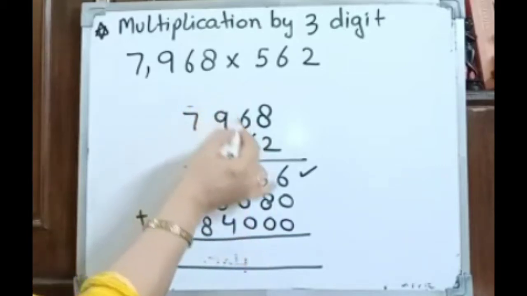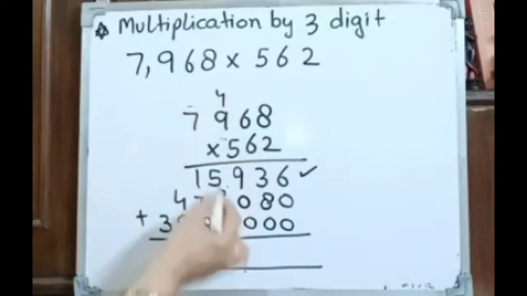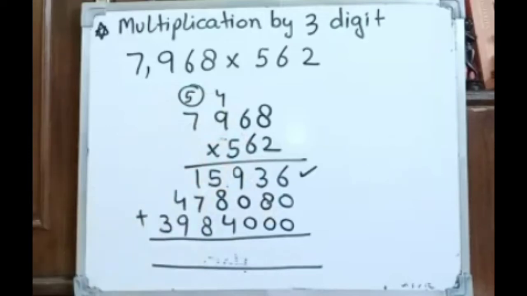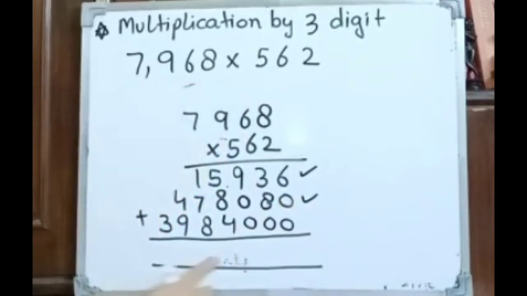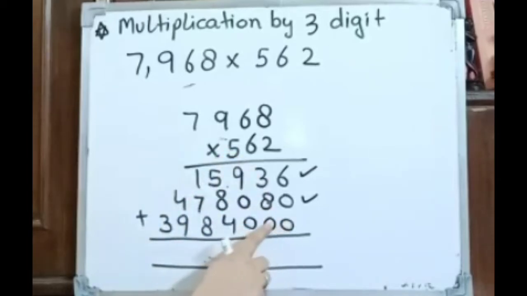So here carry over 4. 6 9s are 54 and 4, 58. We have here 5. So 6 7s are 42 and 5, 47. It means that this is right. Now you take the number in the tens place. In the tens place we have 5, and the hundreds place, so we have to put 2 zeros.